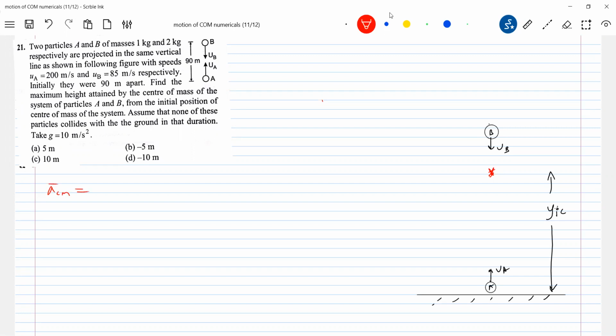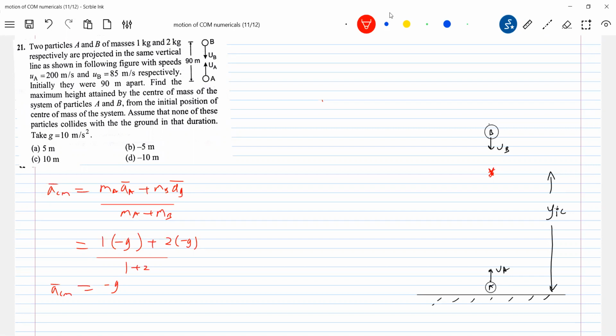What is the acceleration of the center of mass? Acceleration of center of mass equals (mA times aA plus mB times aB) by (mA plus mB). What is the mass of the first particle? 1, and g will act downward, so minus g. Mass of the second particle is 2, g will act downward. So 1 plus 2. What is the acceleration of the center of mass? Minus g, directed downward. This is the acceleration of the center of mass.